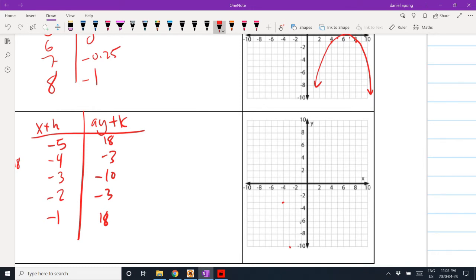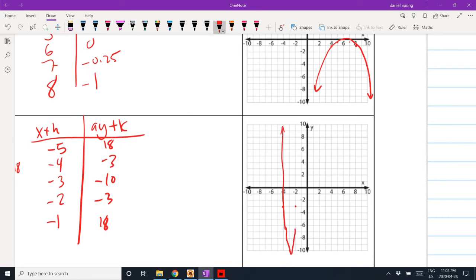Which is down here. When x is equal to -2, y is equal to -3, right? And then we won't be able to fit the 18, so we're going to get this really skinny graph. This is a factor of 7. Oops, it's going to look like that. Okay.